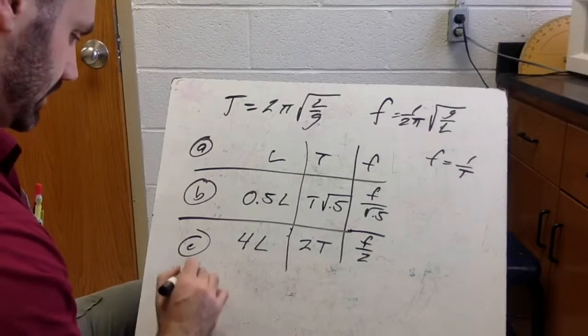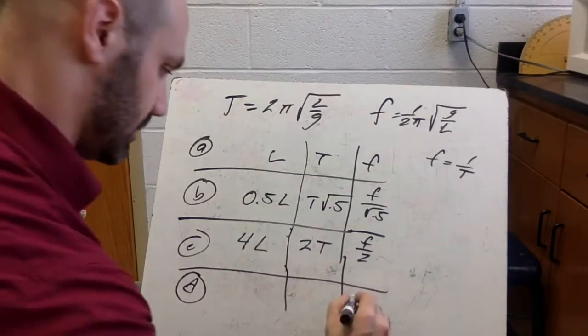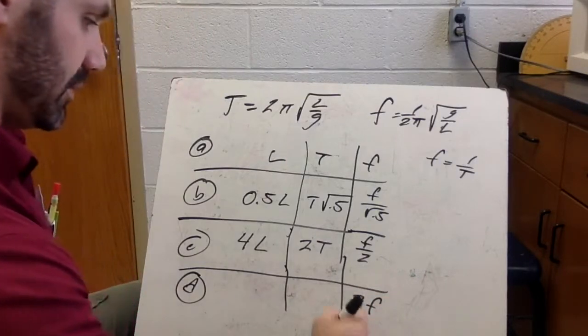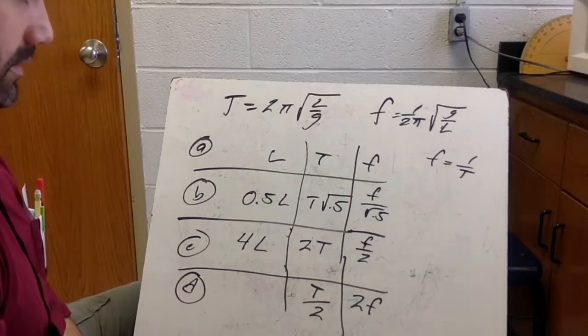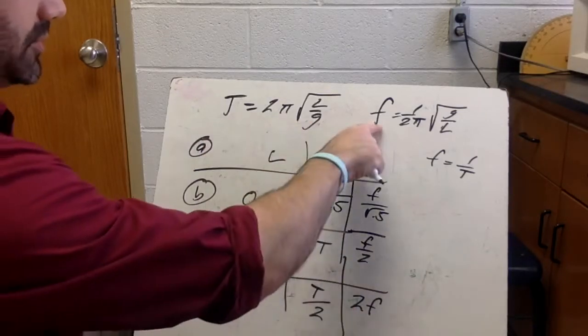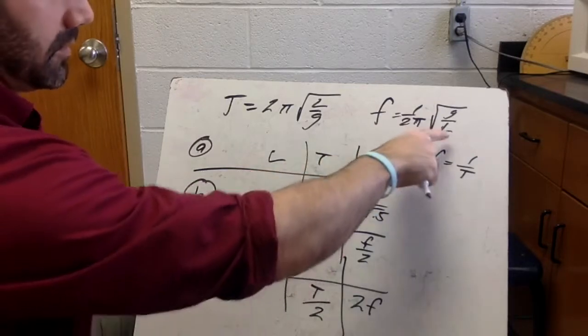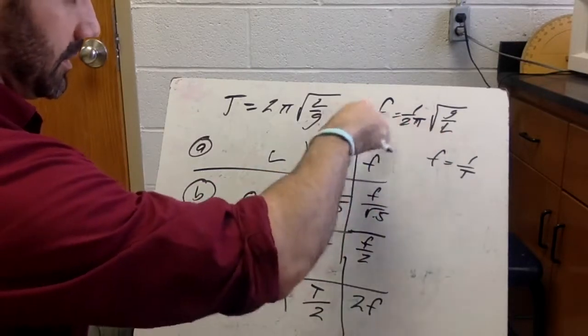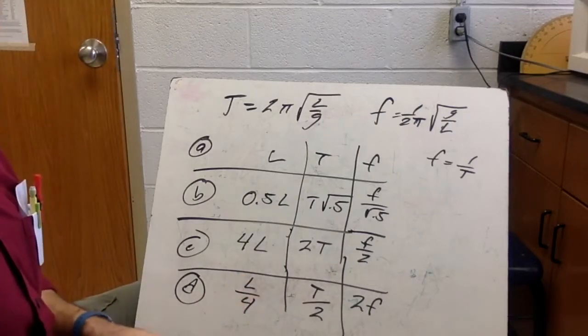All right, and then for D, it's like I'm taking the frequency and doubling it. Well, if I double the frequency, I cut the period in half. And then in order to get 2f, I have to have 1/4 of L. Right, I'm going to put 1/4 in there. That'll end up doubling this whole thing. So I've got L over 4.